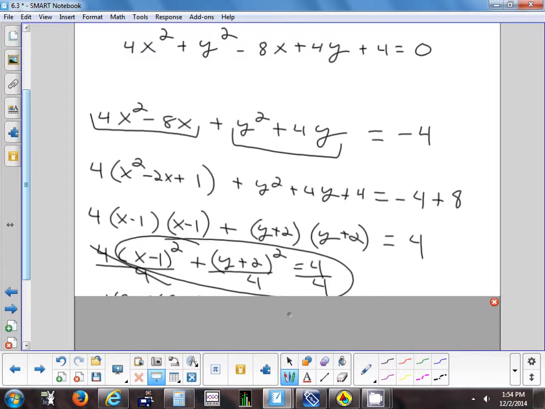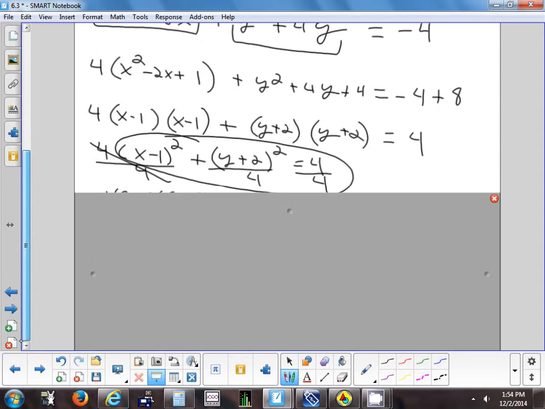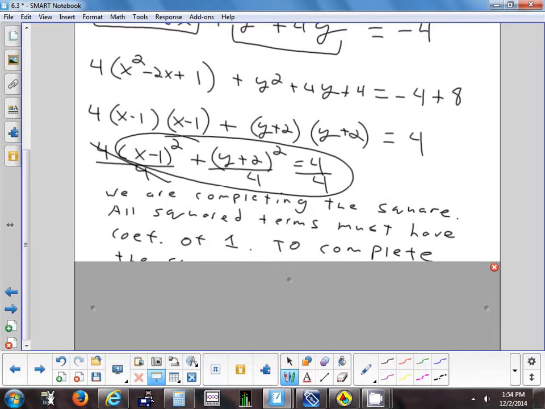Now you could go through and discuss the ellipse. Okay, find the center, find the focus, find the vertex. Okay, so completing the square with an ellipse, it's a little bit more work because you have to do it with the x's separate, and then with the y's.